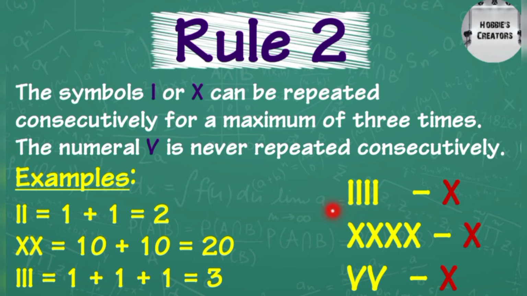Because in the rule it is given that the symbol I or X can be repeated only 2 or 3 times, not more than 3 times. So these two are wrong. Okay, now we can move on to this one, the fifth one.